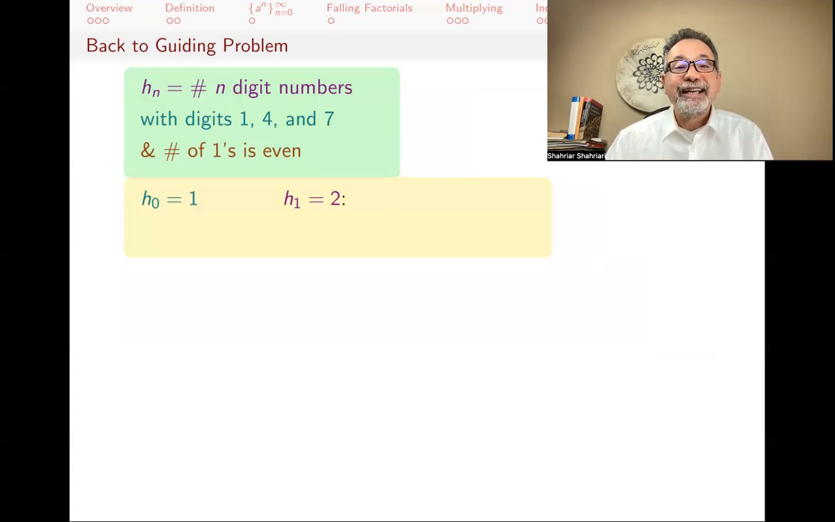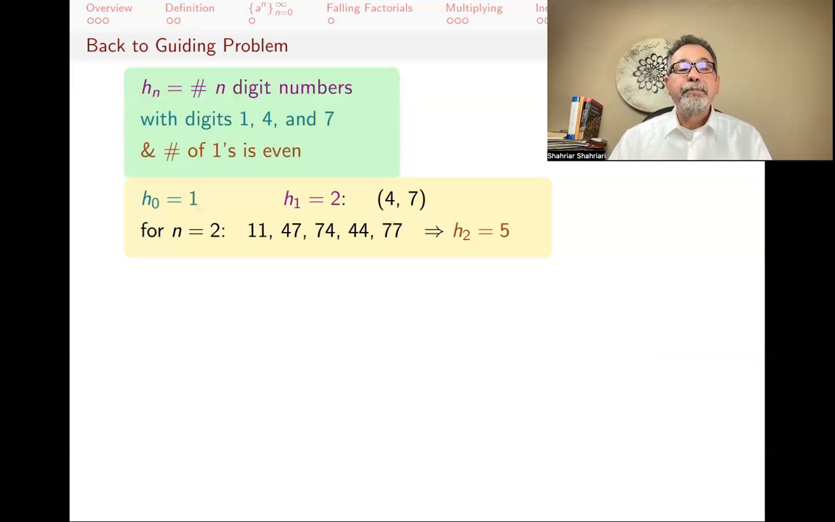And h1 is 2 because the only things you can do is either take a 4 or a 7, because you can't use any ones, since the number of ones has to be 0. That's the only even integer that's allowed. For n equals 2, h2 is 5, because the possibilities are more. You can have 11, that's 2 ones, or 47, 74, 44, or 77. Already h3 becomes a little bit too complicated to want to do.